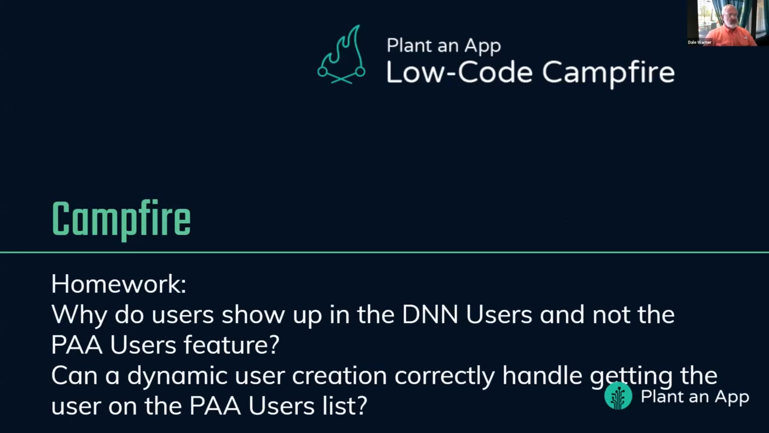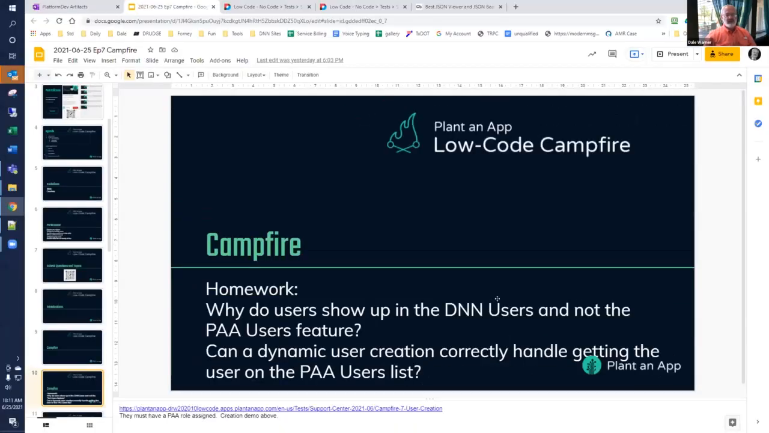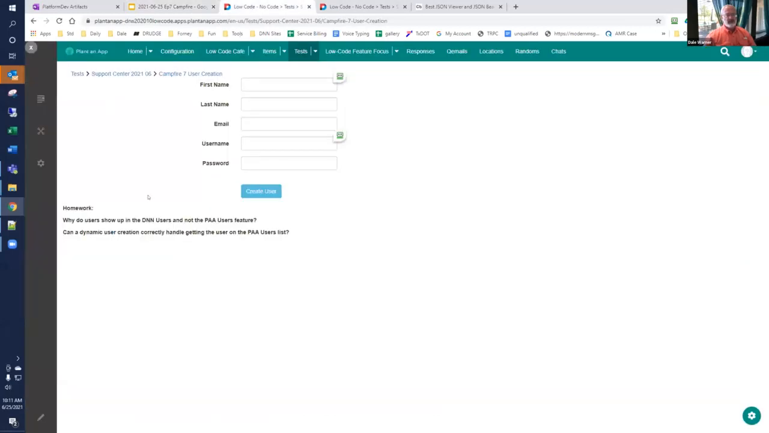So we were left off last time, and I suspected this was the case, but I hate to say stuff without actually knowing. So the question was talking about when you're in Plantain App and you've got the users, what's the difference between the .NET Nuke users and the Plantain app users features? And then there was also a question about, can we dynamically create a user correctly and getting the user on the Plantain app list? So this one turned out to not be that complex, but we can cover it here.